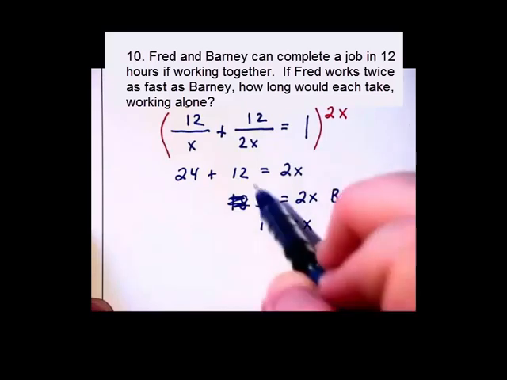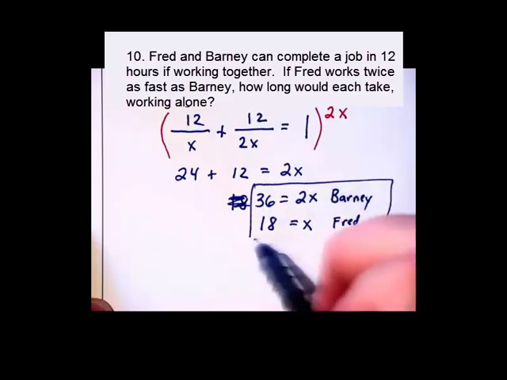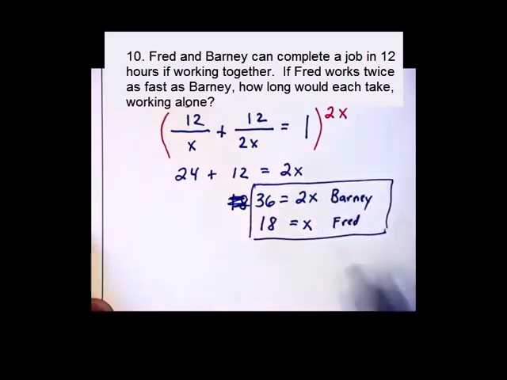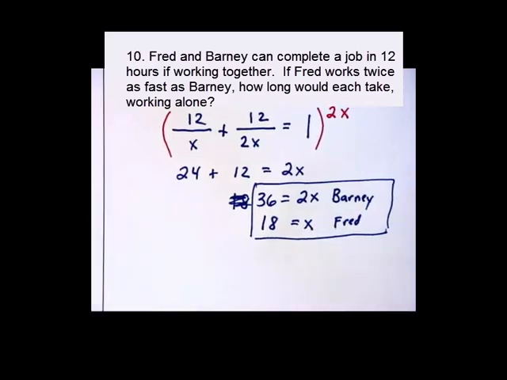I know it says Fred works twice as fast, and we'd think that 2x would be with Fred, but twice as fast means he gets it done in less time. So the actual x goes with Fred, and the 2x goes with Barney. That's a little bit tricky that you have to watch out for sometimes.